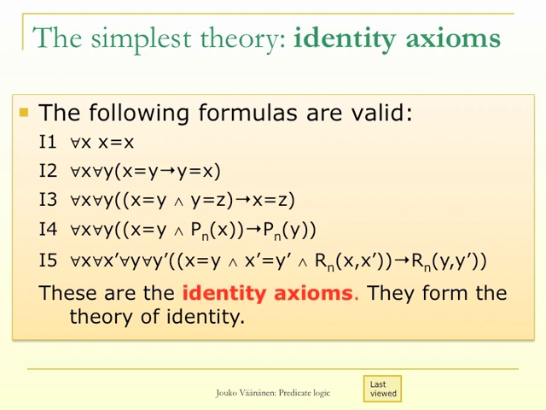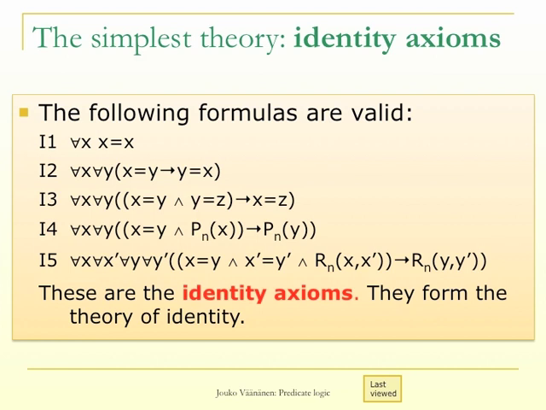Well, then look at the axioms. That tells what it is. If you don't know what identity means, the axioms tell you what it means, at least to the extent that is needed in deductions. The first axiom, for all x, x equals x. This simply says that we think of everything as equal to itself.